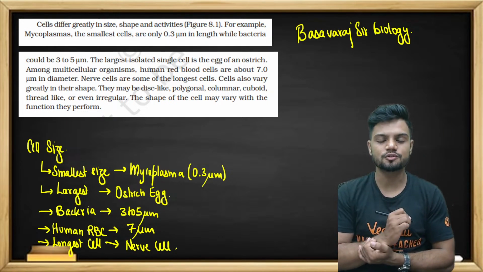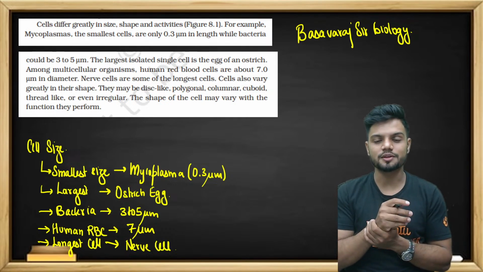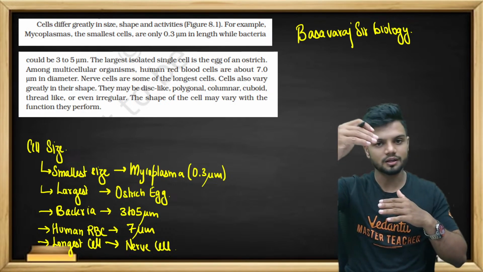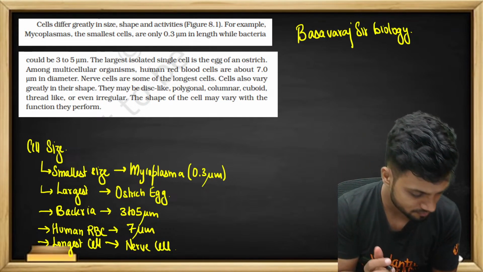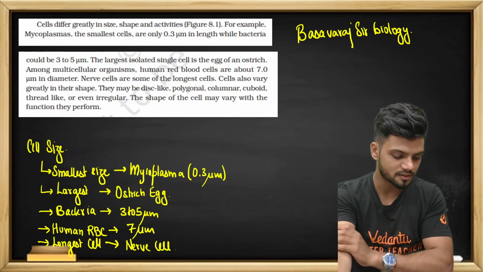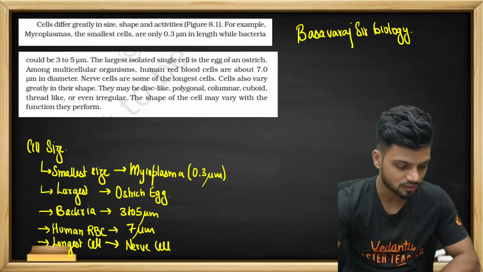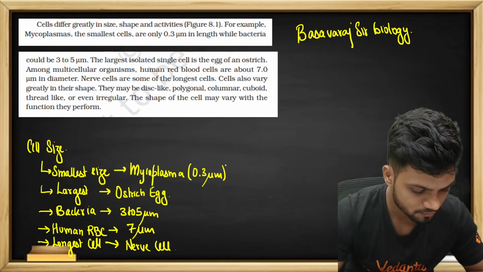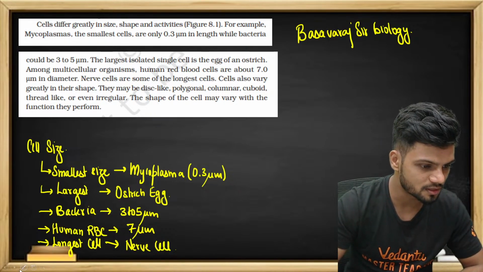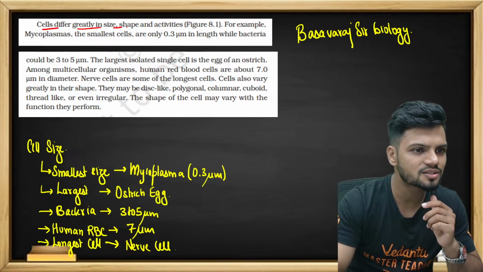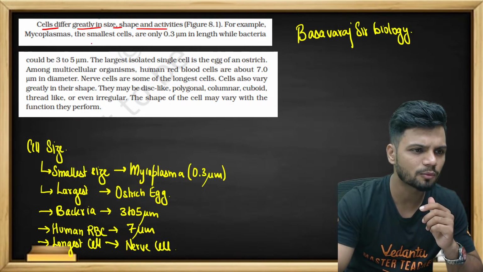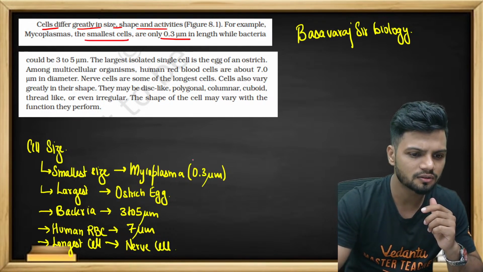So all of these points you need to remember. They can ask you questions based on arrangement. They can give you all the cells and ask you to arrange them. Okay, arrange them. 7 micrometer. Now let's read what is given in NCERT, all of you. The cells differ greatly in size, shape and activity. For example, mycoplasma is the smallest cell, 0.3, wrote here.